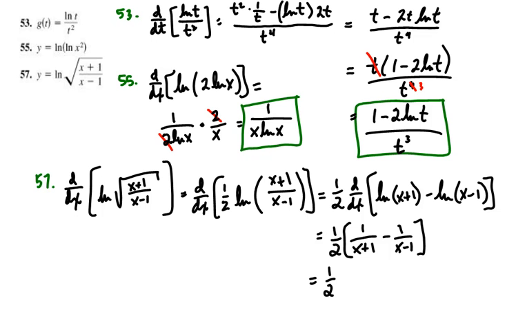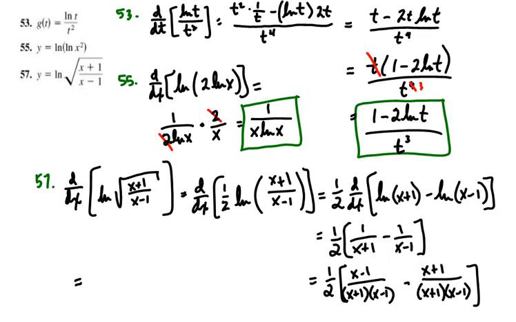And I really should get a common denominator of x plus 1 times x minus 1. And I end up with 1/2 times x minus 1 over x plus 1 times x minus 1 minus x plus 1 over x plus 1 times x minus 1. And be careful, you have to apply that negative sign to the whole x plus 1. And we'll continue in the next video.